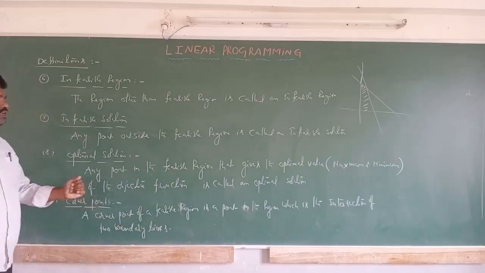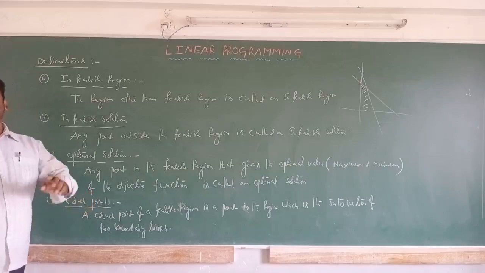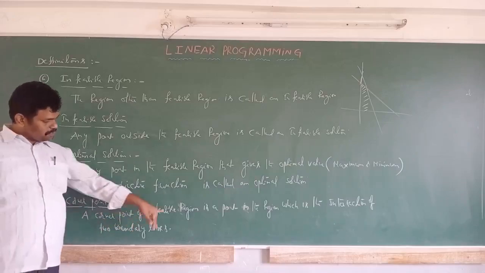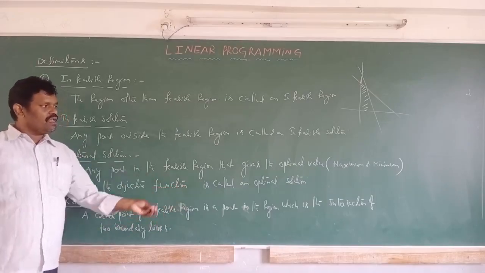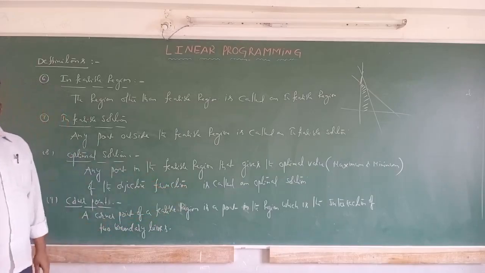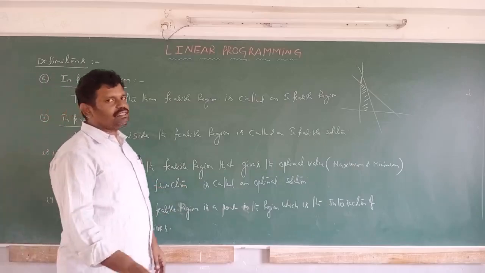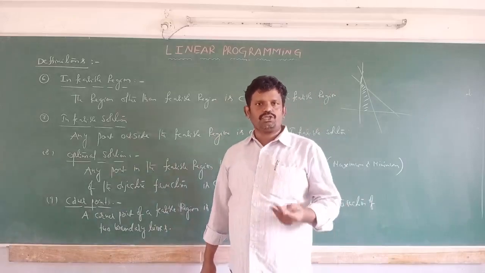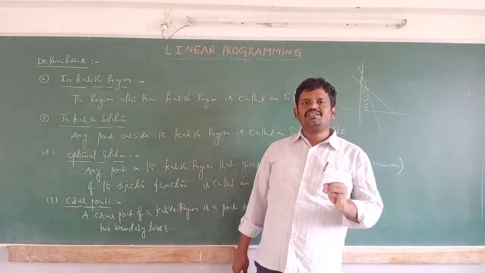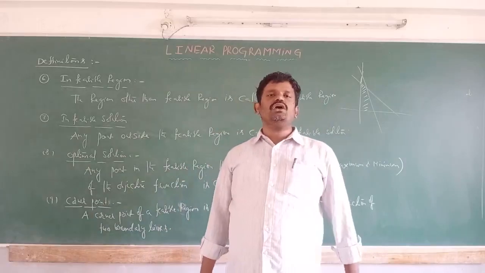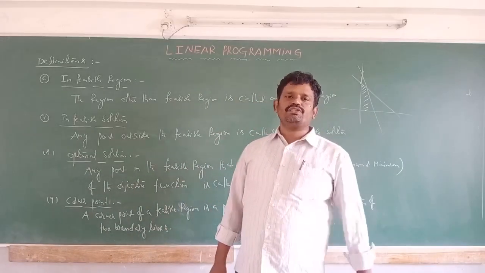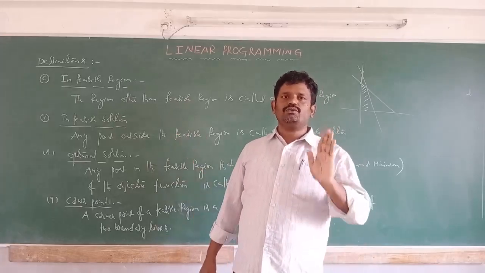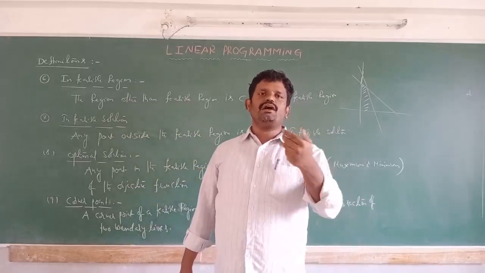And another one, corner point. Corner point: intersection of two boundary lines. A corner point of a feasible region is a point in the region which is the intersection of two boundary lines. Okay, so these are the definitions. Of these, optimal solution, feasible region, feasible solution and objective function are very important and repeated questions. Every year one definition is given, so you must learn these definitions. Now next we discuss the examples.